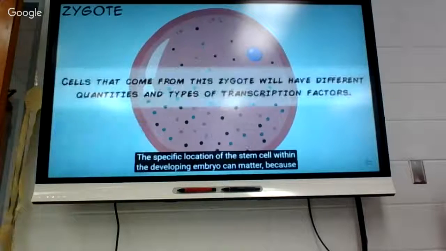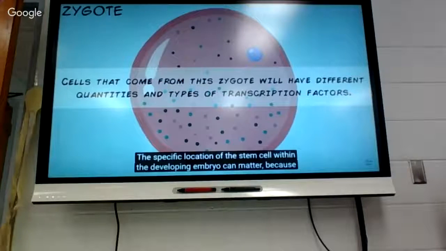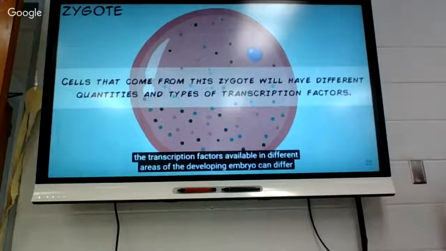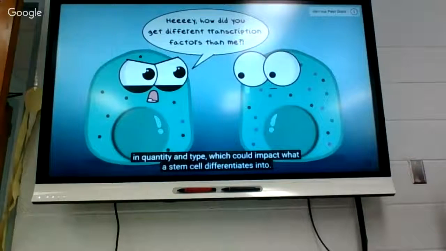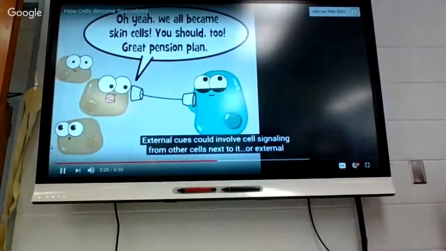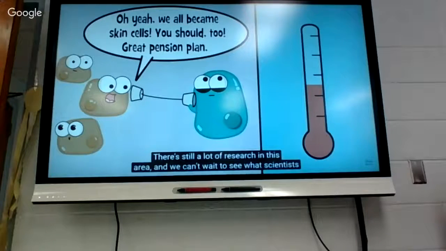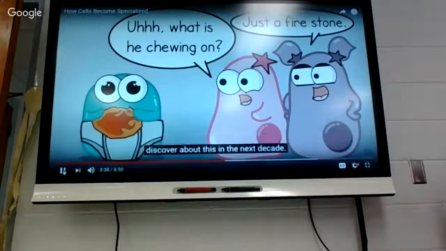Now, the specific location of the stem cell within the developing embryo can matter because the transcription factors available in different areas of the developing embryo can differ in quantity and type, which could impact what a stem cell differentiates into. External cues could involve cell signaling from other cells next to it. External cues can even be environmental effects like temperature. There's still a lot of research in this area, and we can't wait to see what scientists discover about this in the next decade.